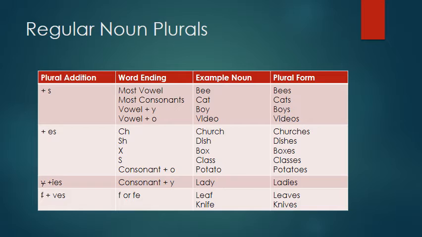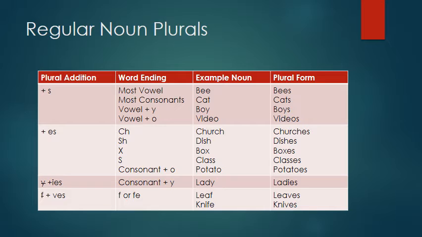Okay? So there are rules for when we use each of these different forms, and it's based on the ending of the noun. If we look at the first one, where we add an s, there are four different occasions where we can do that. The first one is with most words that end in a vowel. Remember again, the vowels are A, E, I, O, U. We're just going to add the s.